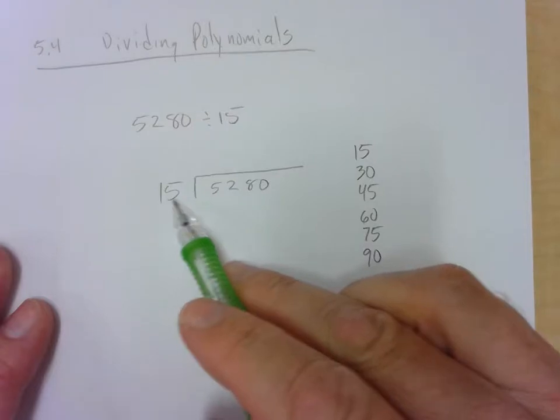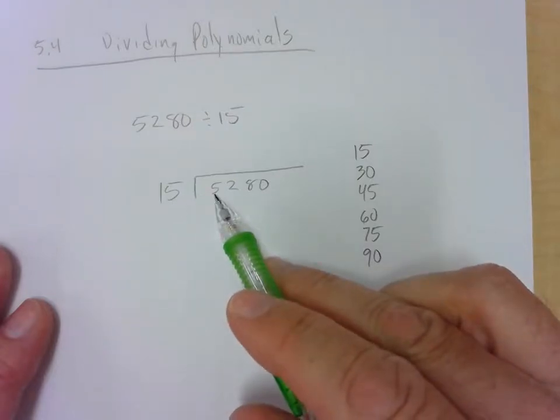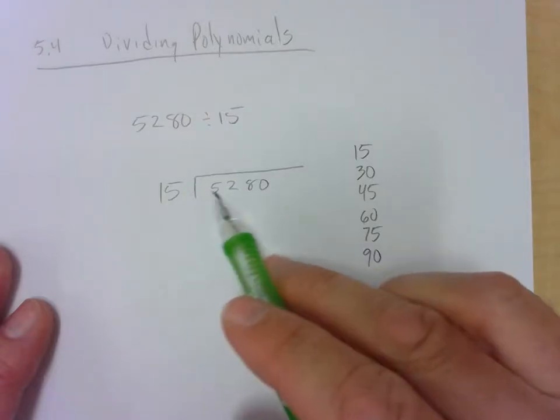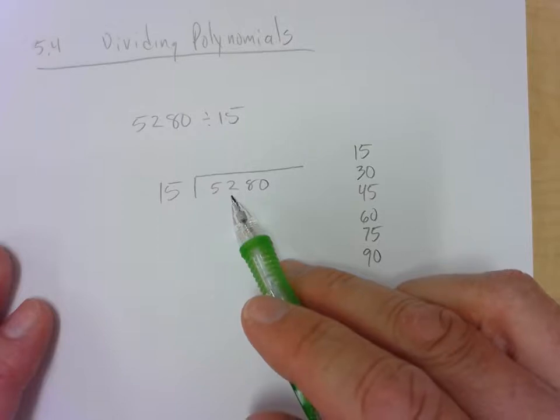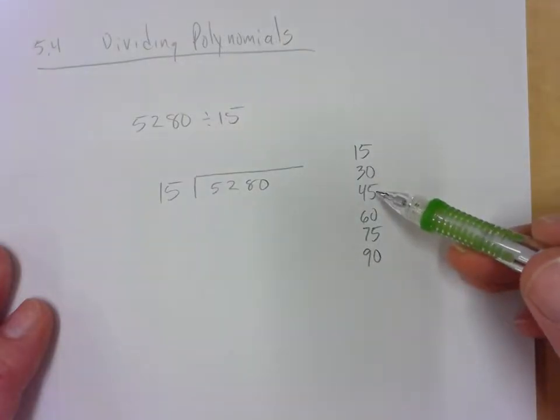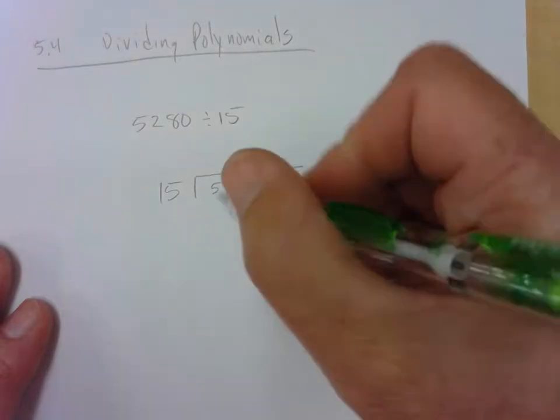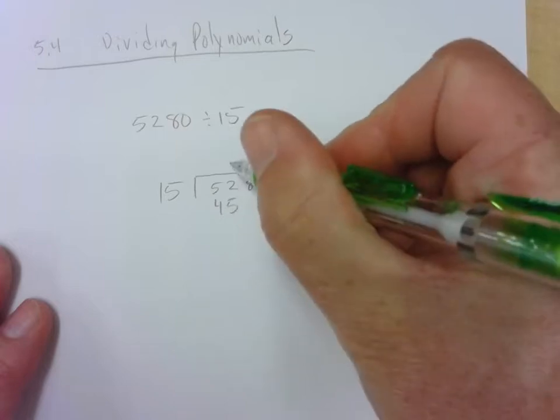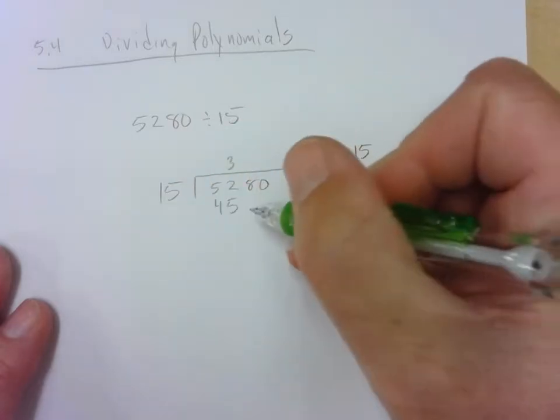So does 15 divide into 5? No, 15 does not divide into 5, but 15 divides into 52. How many times? 15, 30, 45. Well, if I go 60, that's too big, so 45, right? So I put 45 underneath here, and that's 3 times. 3 times 15 is 45.